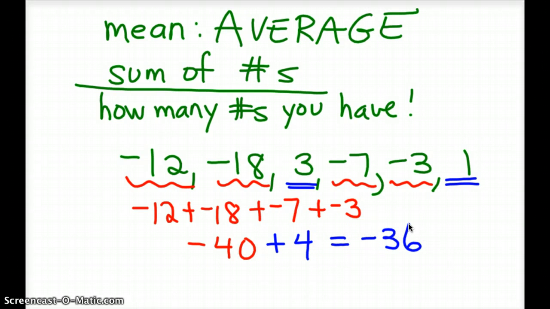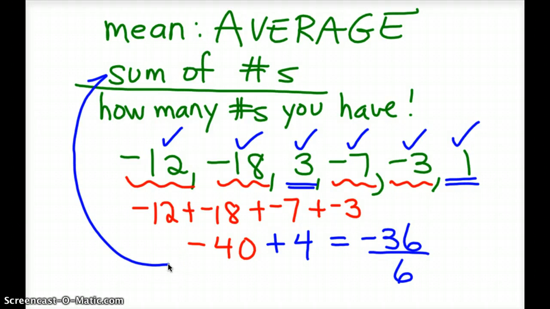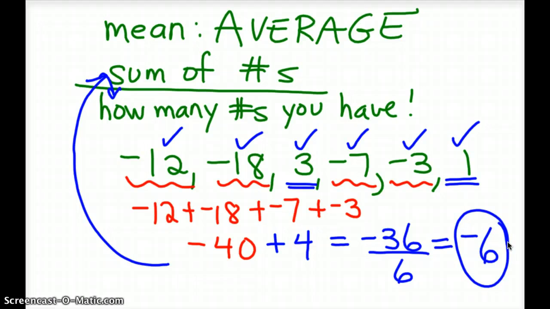Now I'm going to count how many I have. 1, 2, 3, 4, 5, 6. Six numbers. So I divide by 6. How many numbers do I have? And what would my final answer be, Miss Thielen? Negative 6. Woohoo! That is the average. That is the mean of those numbers for Gianna.